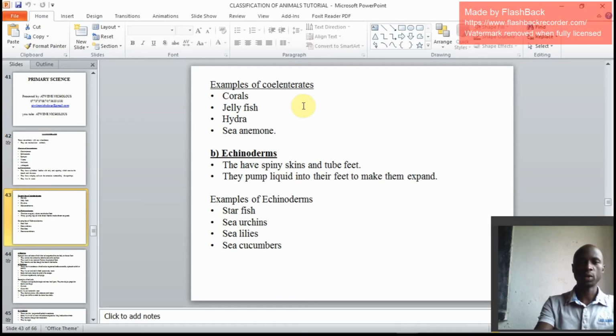We have examples of coelenterates. We have corals, jellyfish, hydra, and sea anemone. All these stay in water.